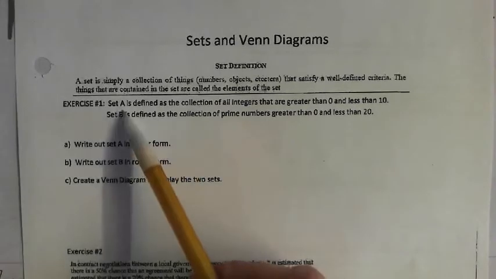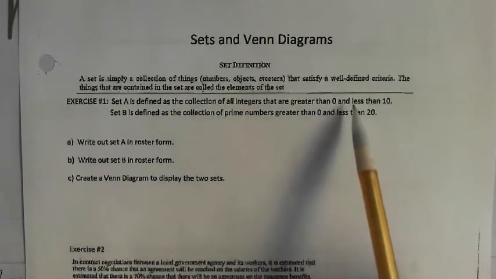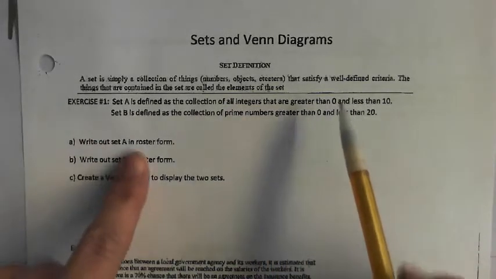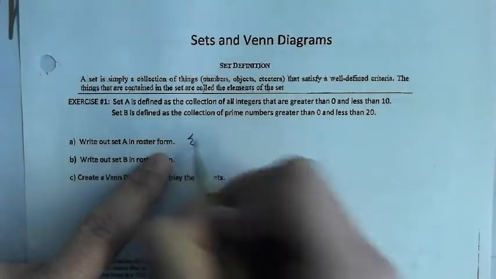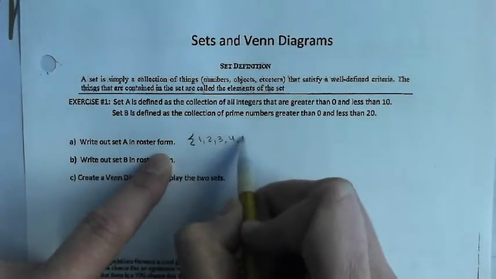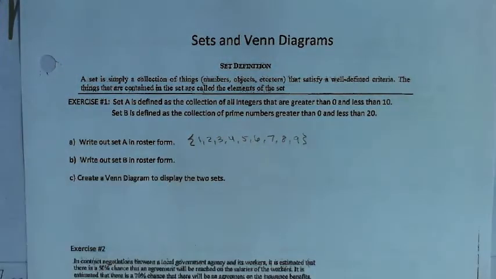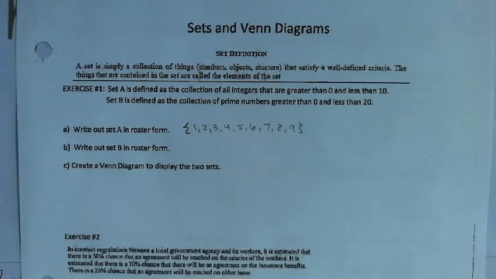So in exercise 1, they define set A as the collection of all integers greater than 0 and less than 10. So part A is to list those out. So greater than 0, less than 10 would be 1 through 9. So I listed all of the elements, and so that's the set A.